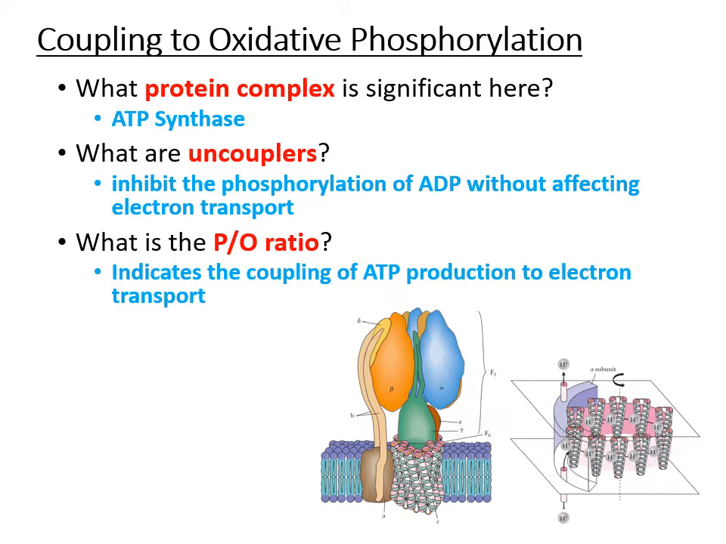There's another term that I want you to know, which is the P/O ratio. That's basically to show the coupling of ATP production to electron transport. It's the ratio of ATP produced by oxidative phosphorylation to oxygen atoms consumed in electron transport. Okay, so the top of that ratio would be ATP produced by oxidative phosphorylation. The bottom of that ratio would be oxygen atoms consumed in electron transport.